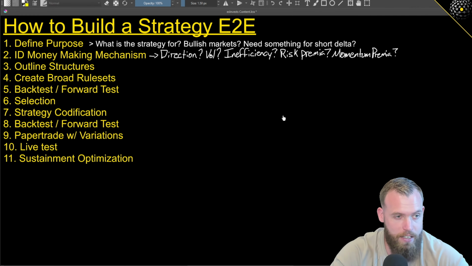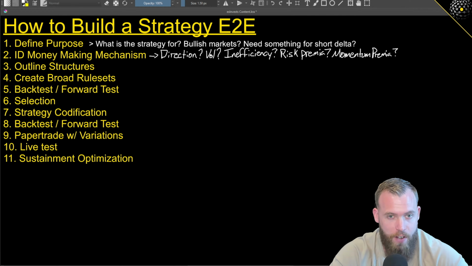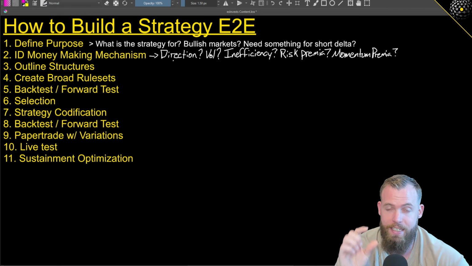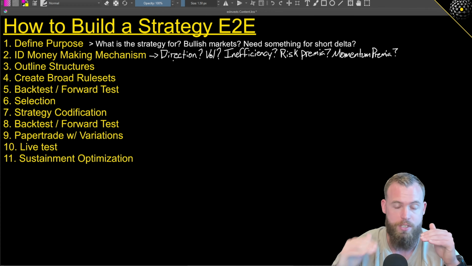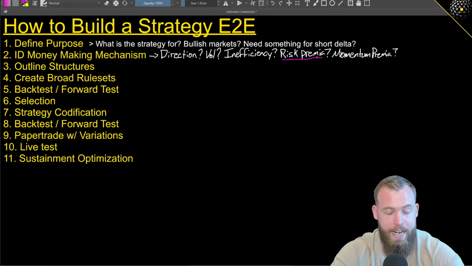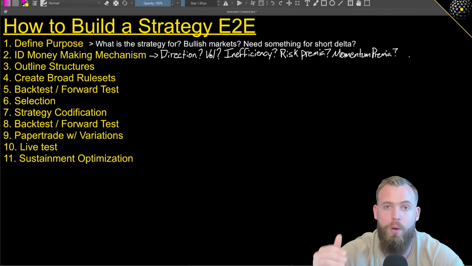So the idea here is we're trying to identify the conditions that lead to making money. Is it that you're going to trade things directionally to the upside? Okay, that's a condition. We know if we buy low and sell high, we make money. We know that there's risk premia in SPX options, for example. That is a money-making mechanism. You have to define what this thing is and then how it makes money.